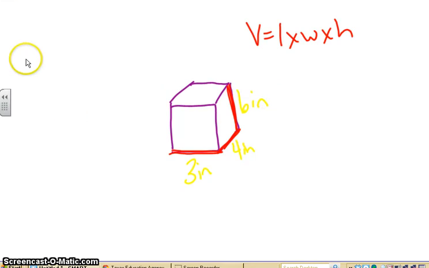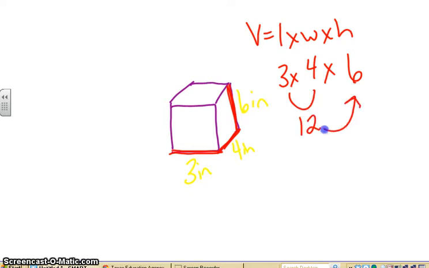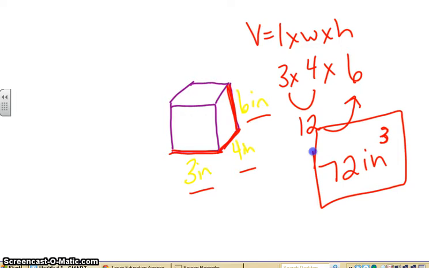So length is 3 times the width, which is 4, times the height, which is 6. Okay? 3 times 4 is 12, and 12 times 6 is 72. Now remember we have to include the measurement, and when we talked about area, I told you that area had that little squared up in the corner? Well, that was because they multiplied two different attributes. This one, we are multiplying how many attributes? 3. So we put a little 3 up there because that's how many numbers we multiplied. So we say it's 72 inches cubed.